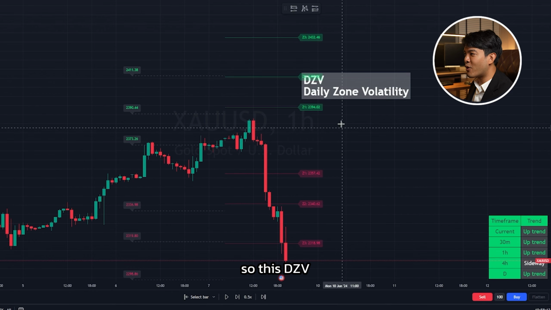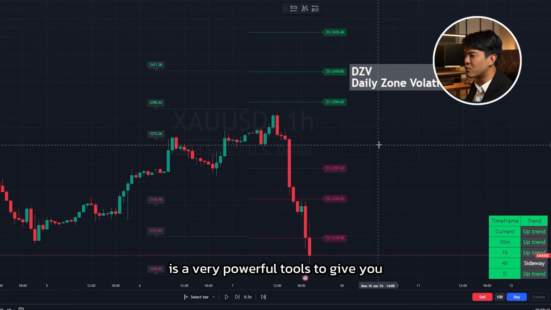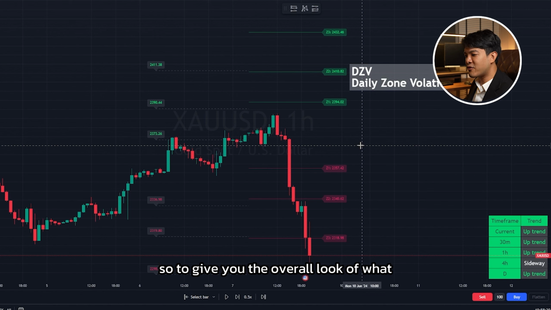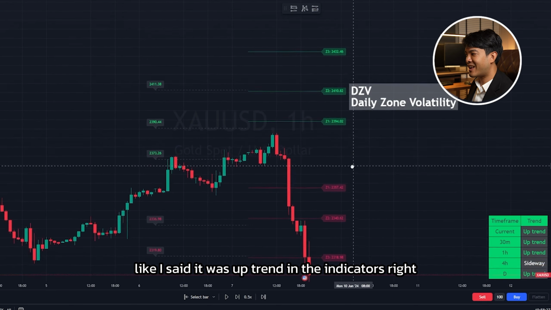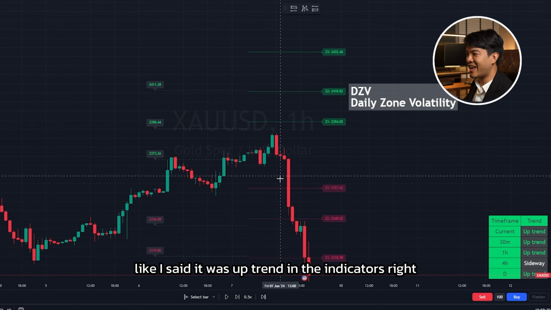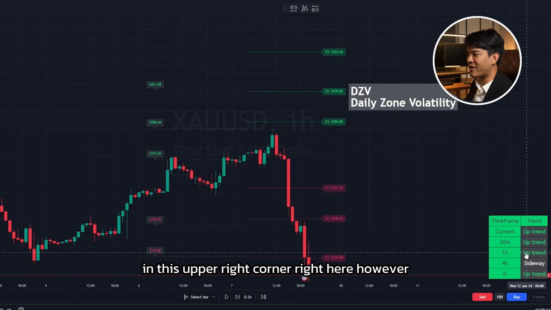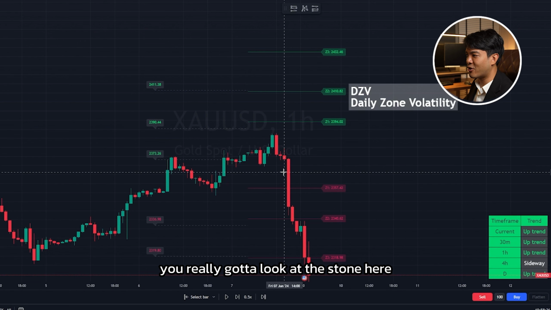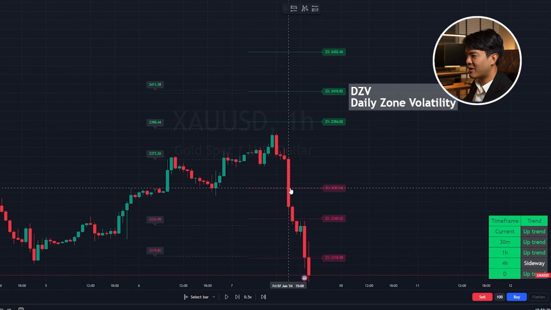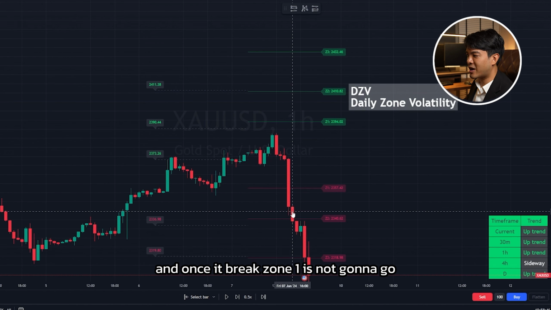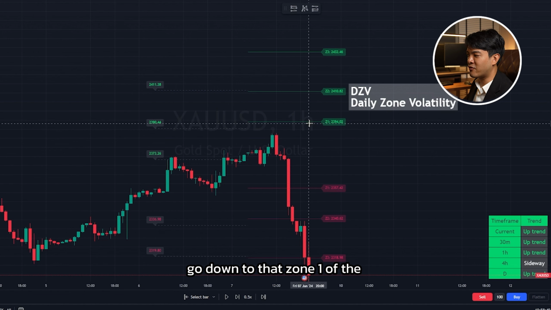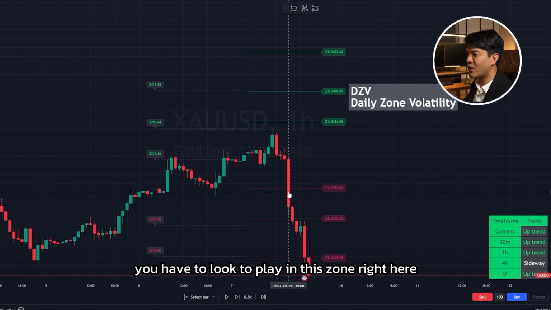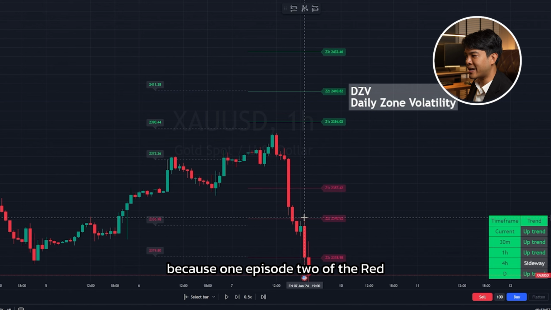So this daily zone volatility is a very powerful tool to give you the overall look of what that day is gonna be like. Like I said, it was uptrend in the indicators right in this upper right corner right here. However, you really gotta look at the zone here. If it's starting to break, well, that uptrend is gonna break. And once it break, it's not gonna go down to that zone 1 of the green zone anymore. You have to look to play in this zone right here between zone 1 and zone 2 of the red.